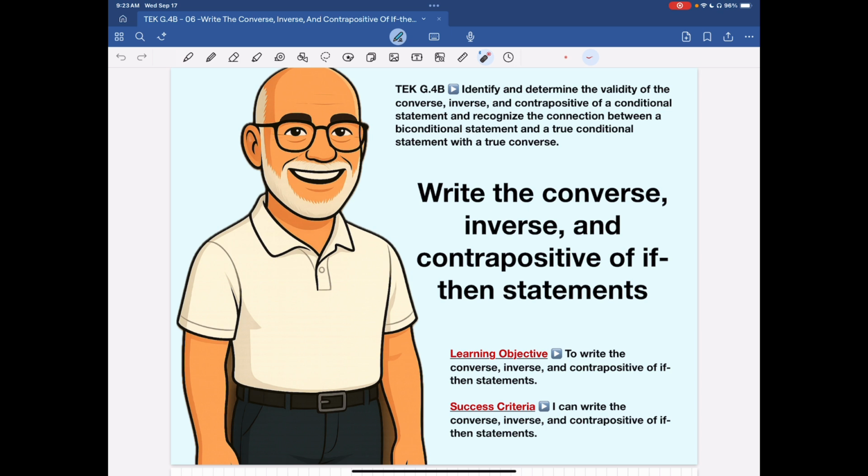Our learning objective is to write the converse, the inverse, and the contrapositive of if-then statements. And you will know you have mastered this objective when I, or anybody, can give you a conditional statement, and then you can immediately turn it into a converse, an inverse, and a contrapositive. Every skill that you're going to learn in this video is going to help make you a stronger thinker and a better problem solver. I know you can do this, so let's turn your practice time into your superpower.